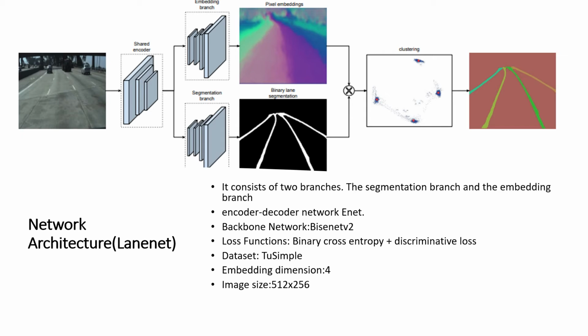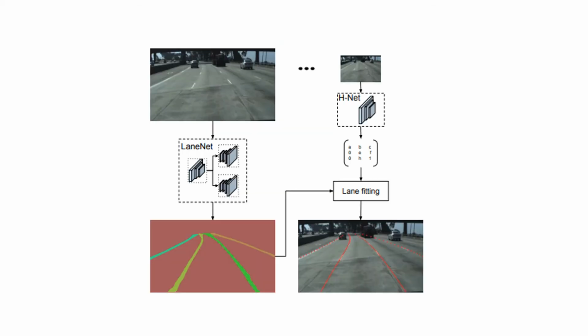The dataset used is the TuSimple dataset which consists of 6,000 road images of US highways. This is the overall architecture of the implementation, and this is the LaneNet architecture. The next stage is to convert this image into its bird's eye view or perspective transform in order to fit the lane lines, in order to account for lane curvature.